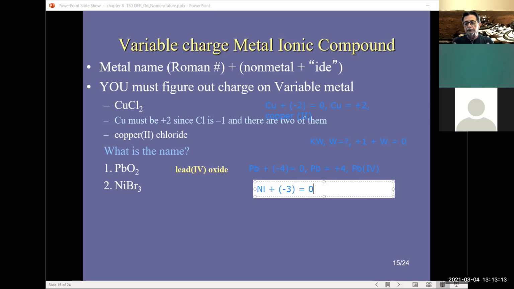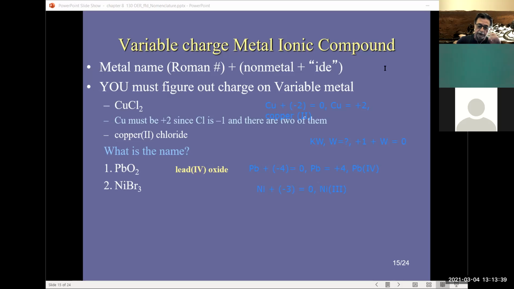Now, this may seem redundant, but I'm going through a systematic approach, so eventually you get to the point that you can just look at the formula and there it is. It's going to be a +3. Nickel has to be a +3 to cancel out the -3 of the bromides. And so nickel is Roman numeral 3, name-wise.